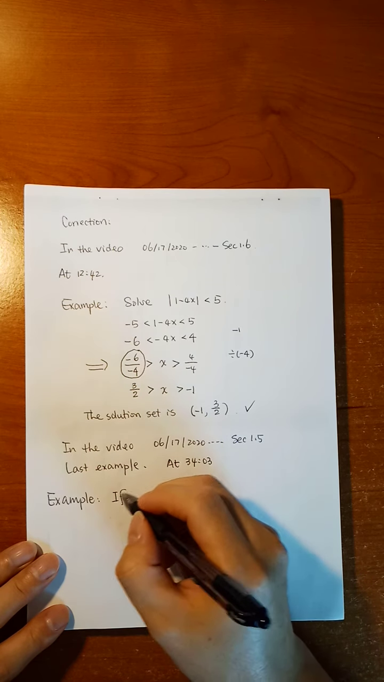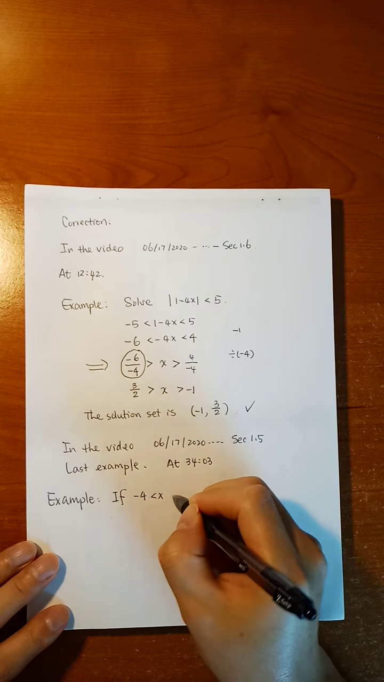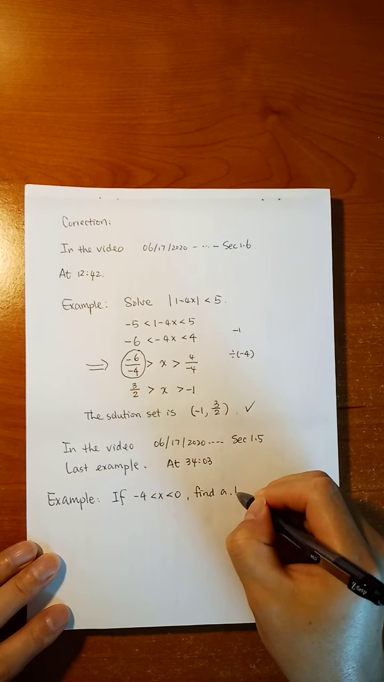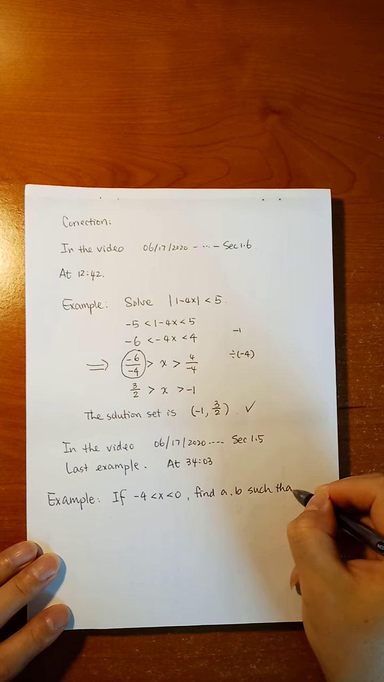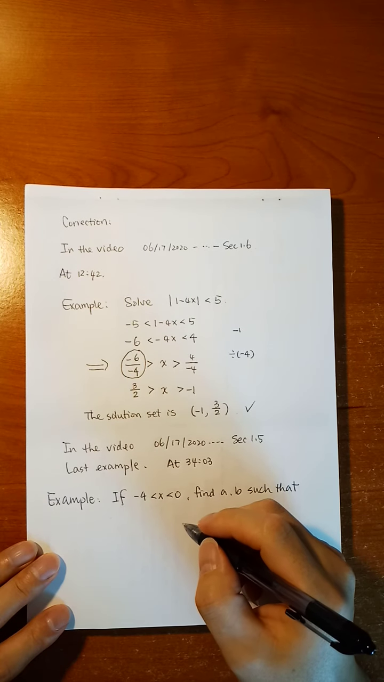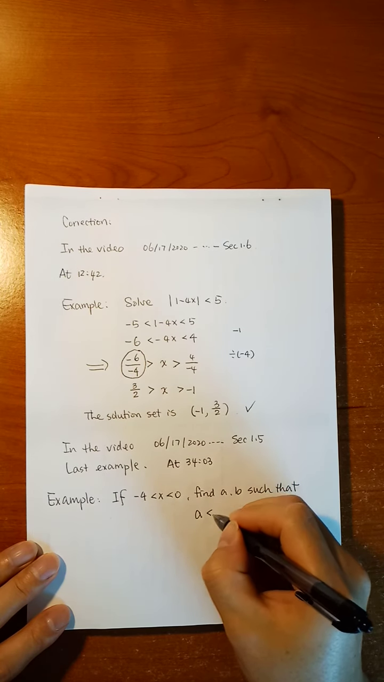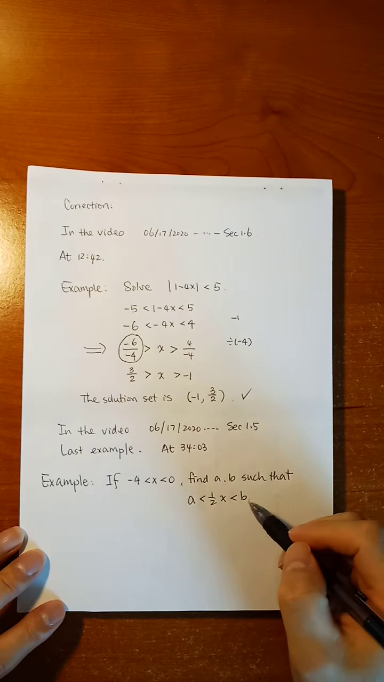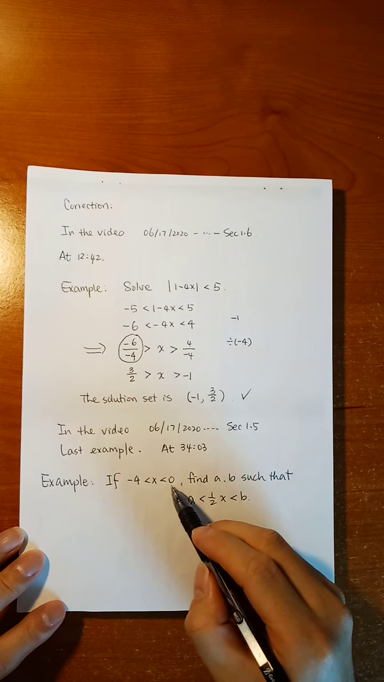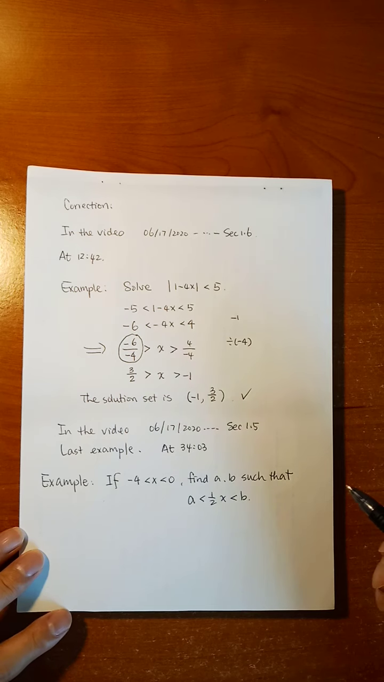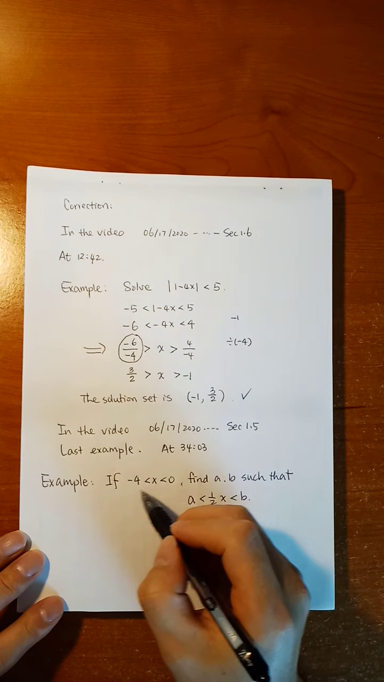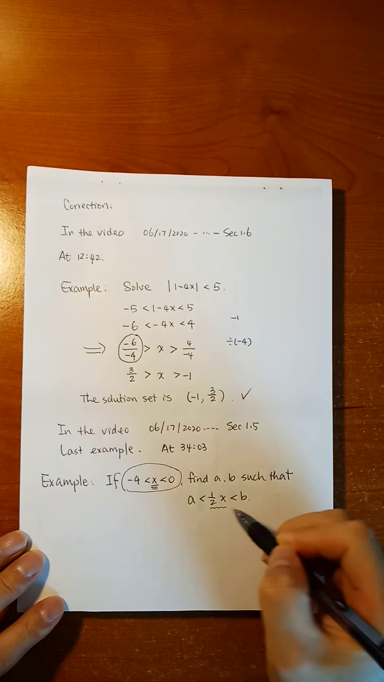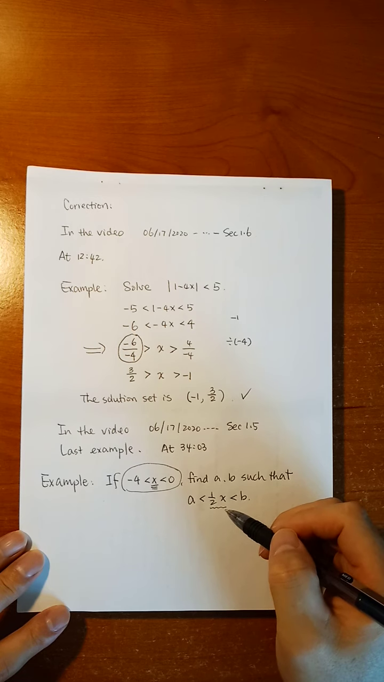Let's check, if -4 less than x less than 0, find a and b such that a is less than 1/2 x less than b. This is a simple one. Okay, so we're looking for a and b, so that starting from -4 less than x less than 0, we can get a less than 1/2 x less than b. How do we do that? We start from this part. We're going to transform the middle term so that it is equal to the middle term of the target inequalities.